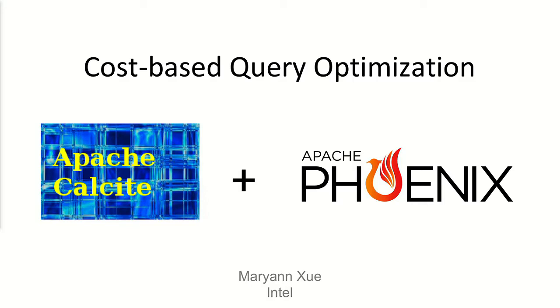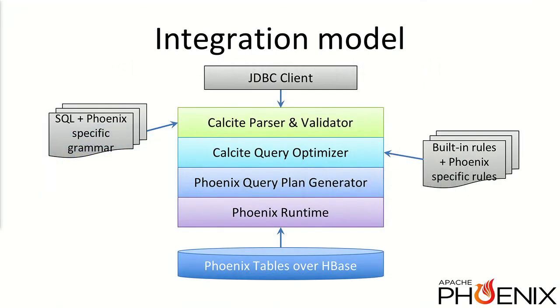So what is Apache Calcite? In short, it is a cost-based query optimizer which can basically be plugged into any SQL engine. So let's take a quick look at the integration model. We're going to replace the entire Phoenix front end, from parser and validator to query optimizer, with Apache Calcite. And then we'll have a translation process that converts the Calcite relational algebra to a Phoenix query plan that can be executed in Phoenix runtime. And we're going to have some customization on the Calcite side. We'll have a Phoenix-specific SQL dialect plugged into the Calcite parser, and also have Phoenix-specific optimization rules added into the built-in rule set.